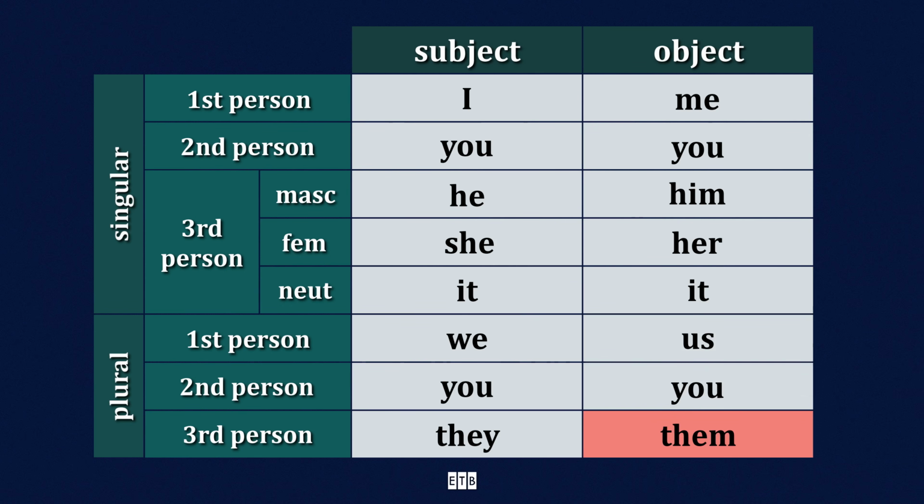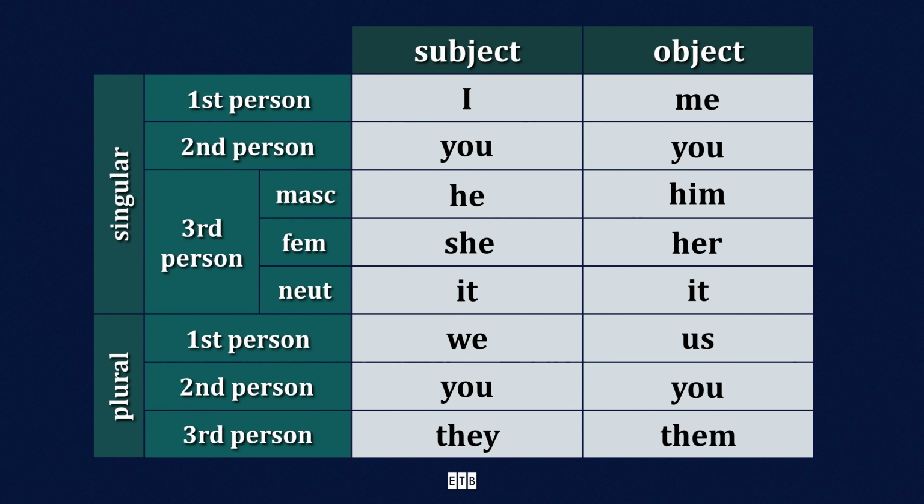you, them. The subject pronouns are used as the subject of a sentence. For example, I like pizza. She works hard. They play football. I, she, and they are the subjects in these sentences.